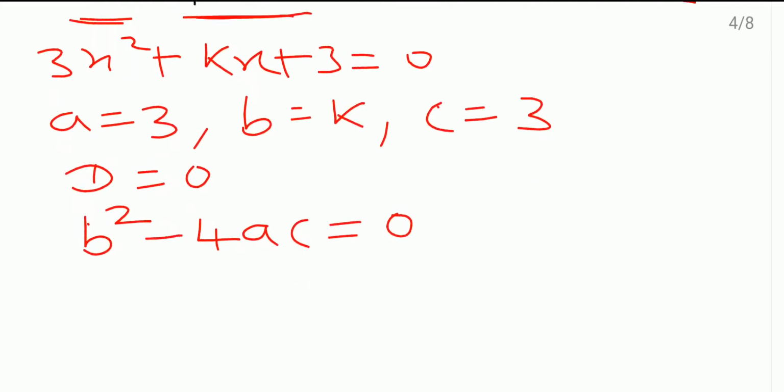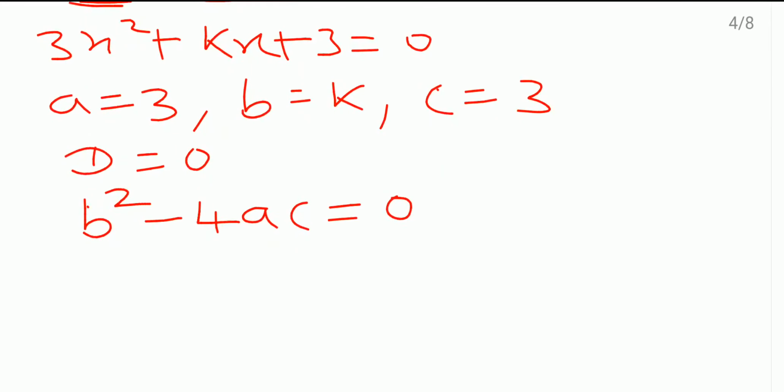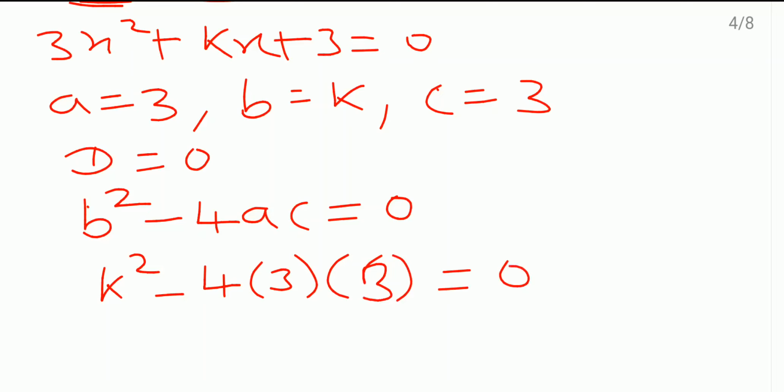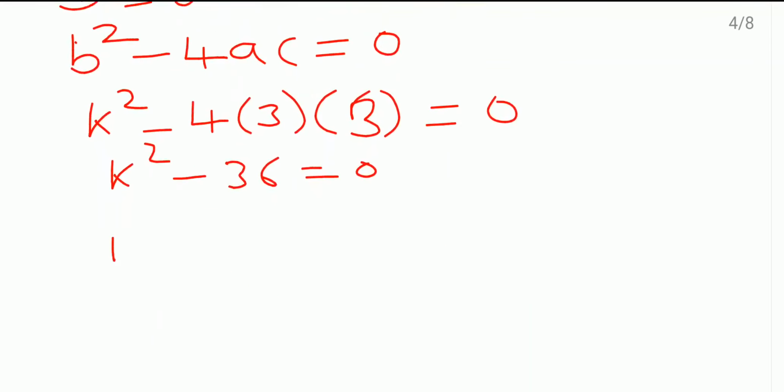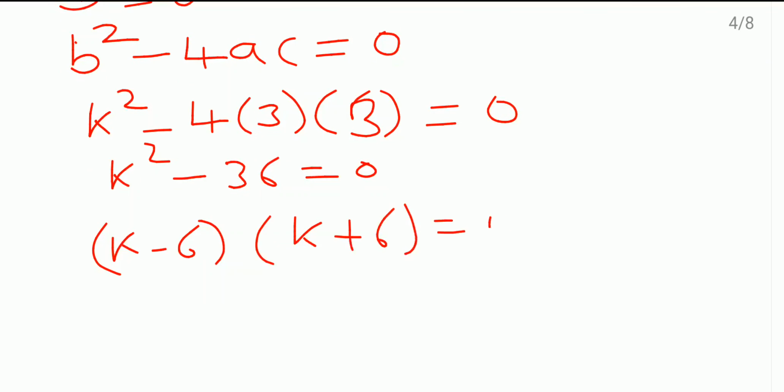We will just substitute the values. Here b means k. So k² - 4, value of a is 3, c is also 3, equal to 0. So k² - 4 nines are 36, equal to 0. Here we'll write (k - 6), because a² - b² and 36 means 6². Correct? So here (k - 6) and (k + 6) is equal to 0.